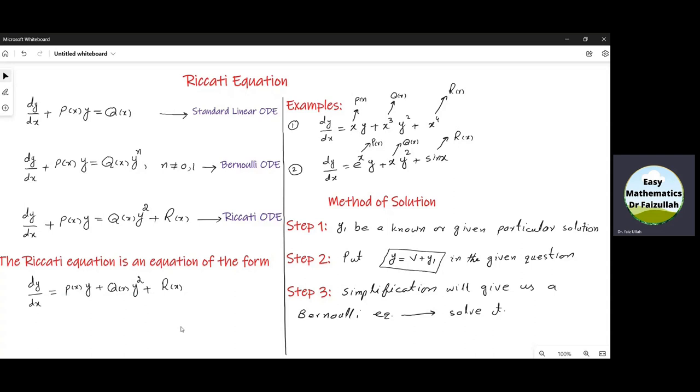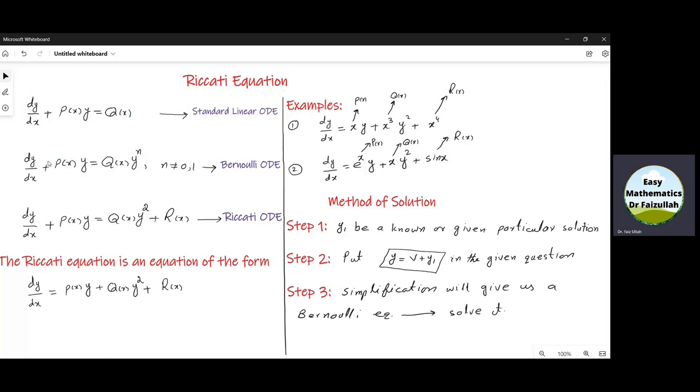In this lecture, we shall study the Riccati ordinary differential equation. Let us revise that a standard linear ordinary differential equation is an equation of this form, dy/dx plus p(x) y equals q(x). p(x) and q(x) are functions of only x.